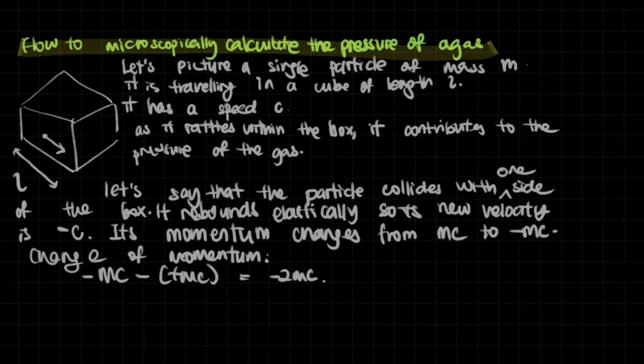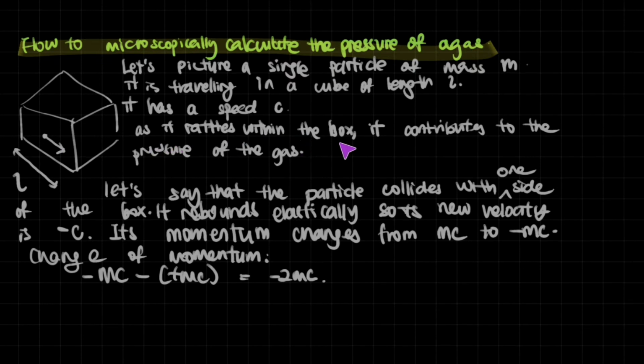Now let's derive it. So let's derive microscopically the pressure of a gas, and we're going to get the ideal gas equation by ourselves mathematically. So picture this cube that I've drawn right here. Let's picture a single particle of mass m that is traveling in a cube of length L. It has a speed c. So that is the particle. It has mass m, it's traveling in this length L, and it has a speed of c.